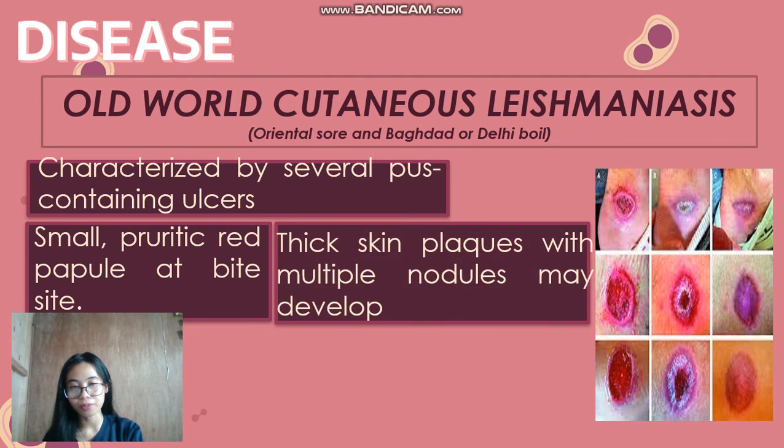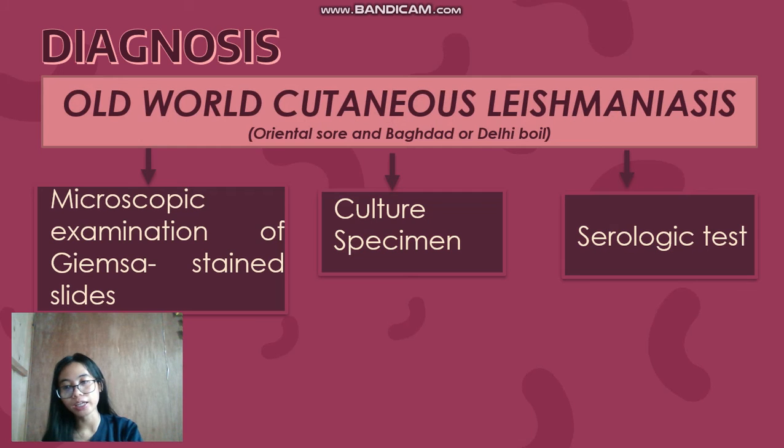So thick skin plaques with multiple nodules may develop. So this is what the old world cutaneous disease looks like. And then for our diagnosis, microscopic examination of Giemsa-stained smears from beneath the ulcer bed is the usual diagnostic procedure of choice. So microscopic examination can also reveal the typical amastigotes.